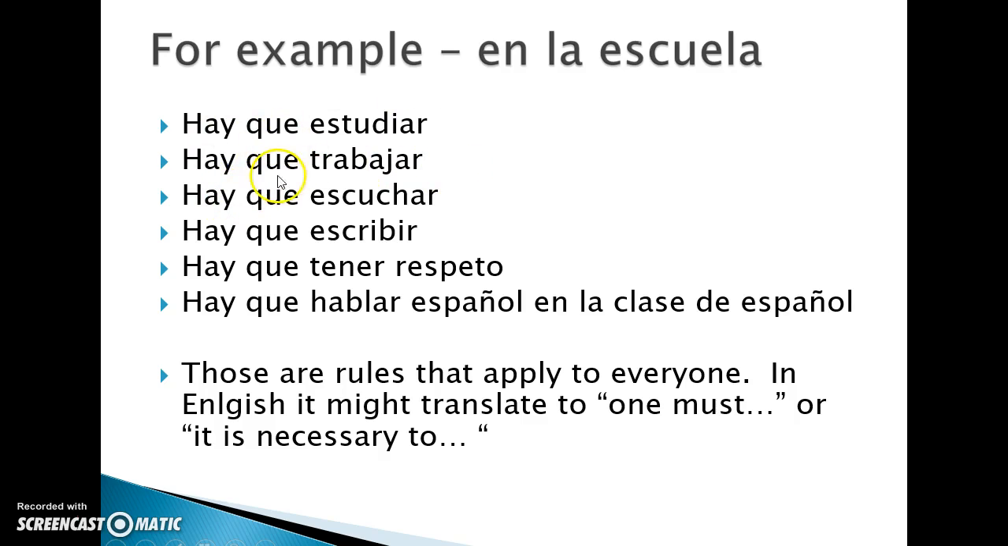Hay que estudiar, hay que trabajar, hay que escuchar, hay que escribir, hay que tener respeto, hay que hablar español en la clase de español. These are rules that apply to everyone. In English, we might translate them to one must, or it is necessary to, or even to say you must study, even though that you is not specific to you, it's just everyone in general.